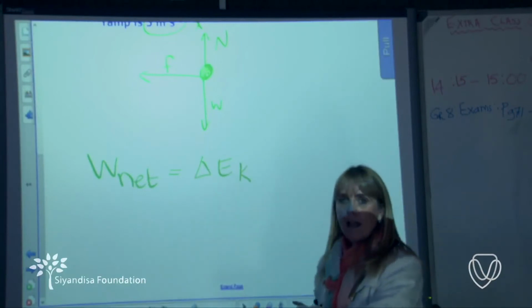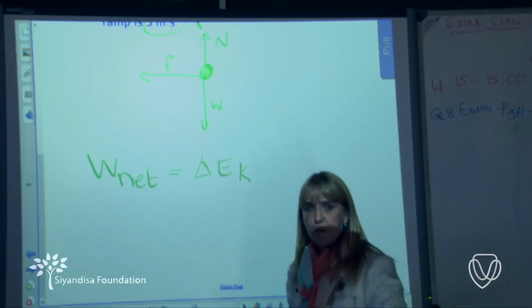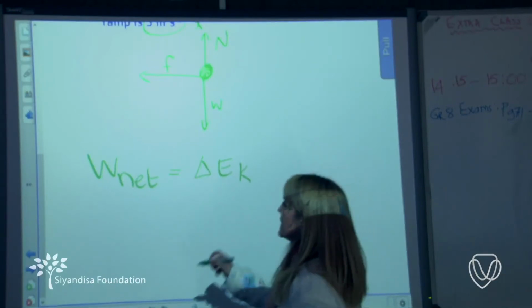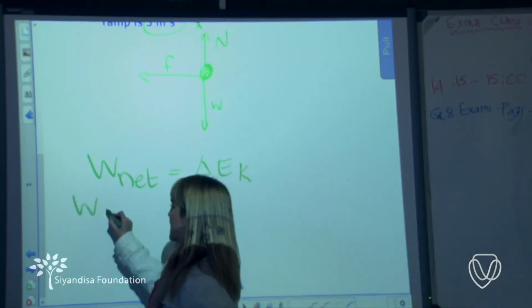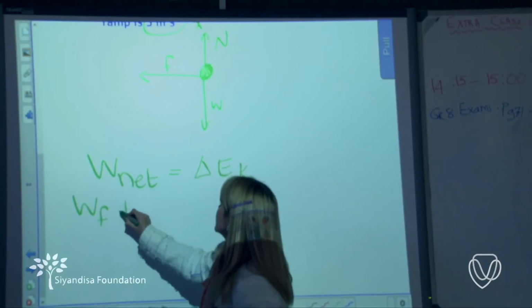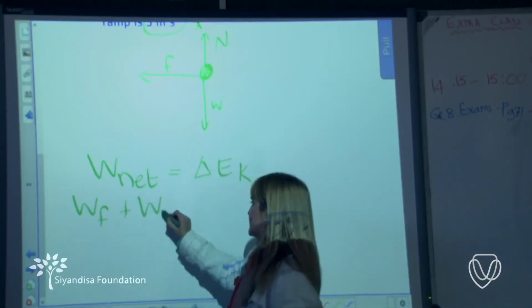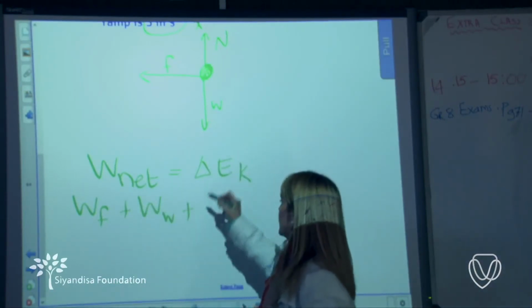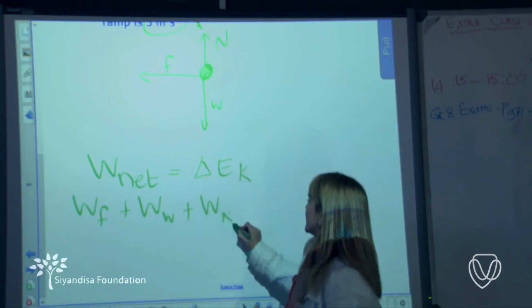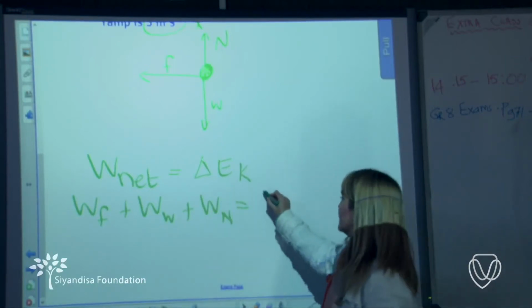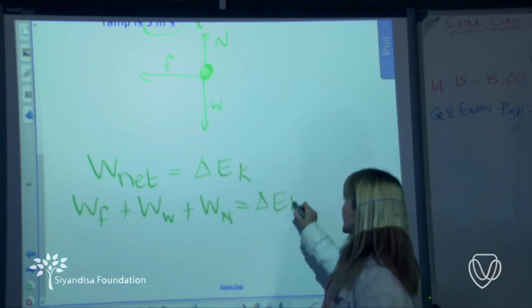So which forces are acting on the object? Now it's important to go back to your free body diagram. We have got the work done by friction plus the work done by weight plus the work done by the normal. And all of those together will then give you the change in kinetic energy.